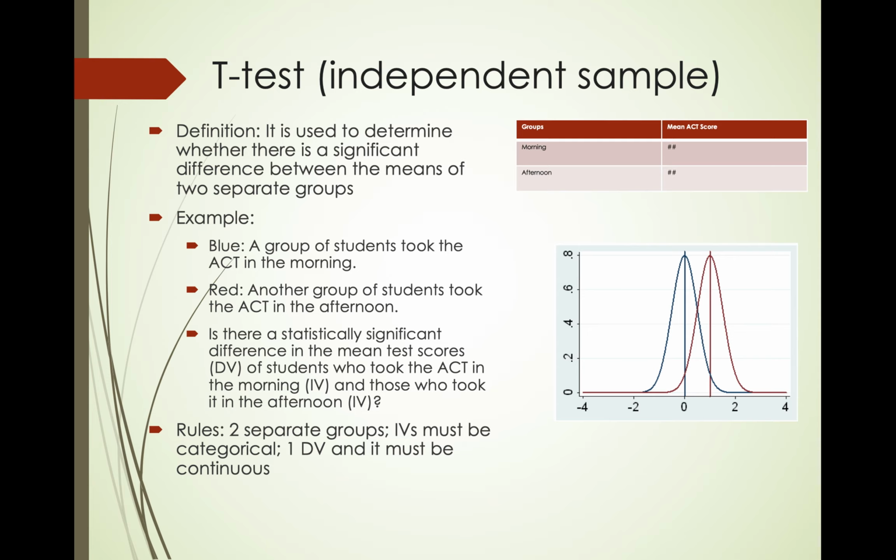So there's some rules when you are deciding to use a t-test. There needs to be 2 completely separate groups for the t-test, the independent group sample. So 2 completely separate groups, meaning some students who are in blue can't be in red, some students who are in red can't be in blue. It has to be 2 completely separate groups. The IVs must be categorical and the DV must be continuous. And so we learned about what that terminology was, the categorical and continuous variables or data, a lot earlier in this semester.